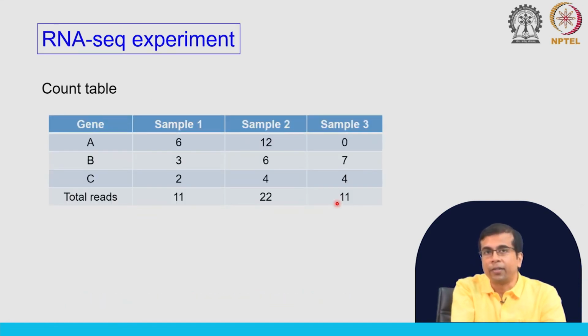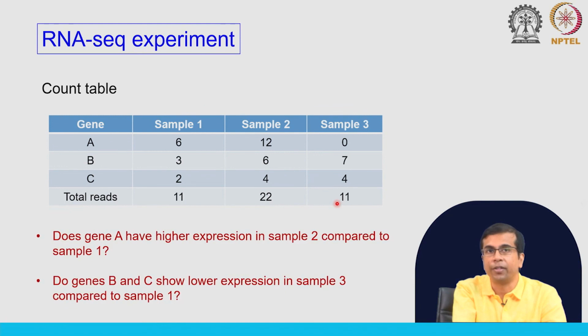And we can extend this to the other example that we have taken. We are comparing these expression levels across samples, sample 1, sample 2, sample 3, and again we have this question: does gene A have a higher expression level in sample 2 compared to sample 1, and do genes B and C show lower expression in sample 3 compared to sample 1? Compared to the earlier table, I have now added the total number of reads here. This is the total sequencing depth, and as we have discussed, this depth can vary from one sample to another.